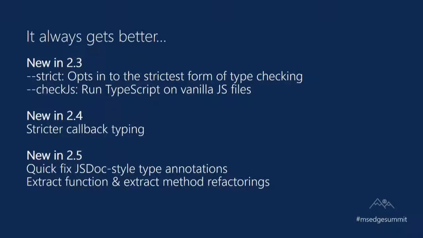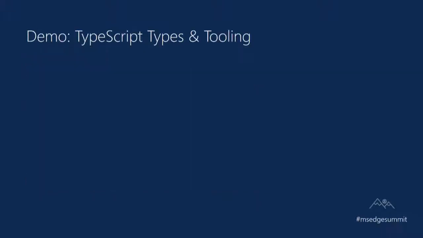2.5 added some new quick fixes like JSDoc style type annotations. You can automatically convert them to TypeScript style. If you're used to JSDoc, that might happen. Also, extract function and extract method refactorings are amazing. There's something that I really missed from C#. So I have a demo here, which I'll show you some of these features in action.